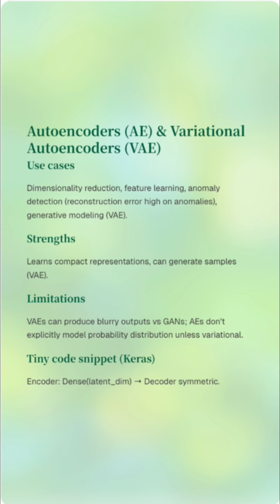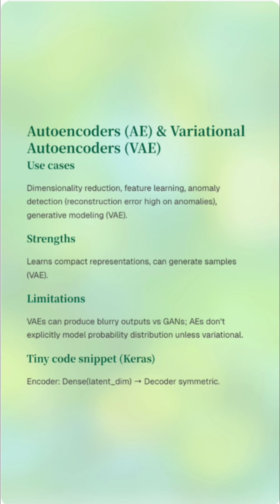Let's explore autoencoders and variational autoencoders, or VAEs. Think of them as neural networks that learn the essence of your data. What can you do with them? They're great for compressing data and learning its fundamental features. They can also act as anomaly detectors. Because they learn to reconstruct normal data perfectly, anything weird or anomalous will have a high reconstruction error.